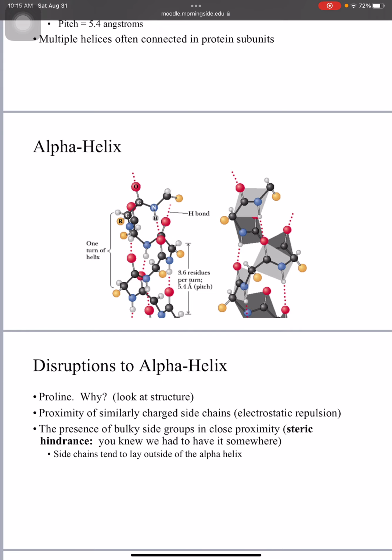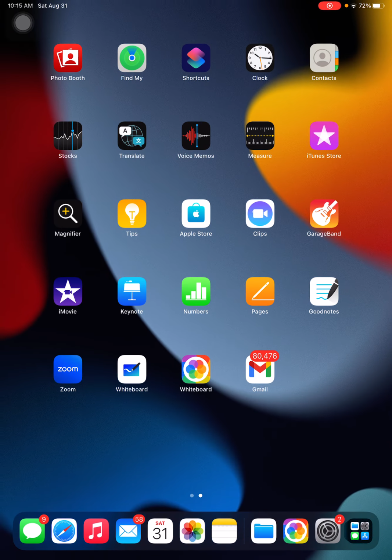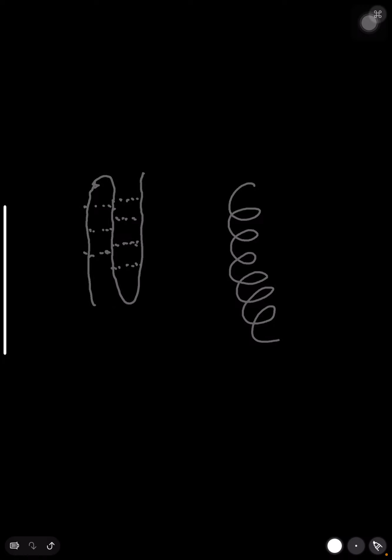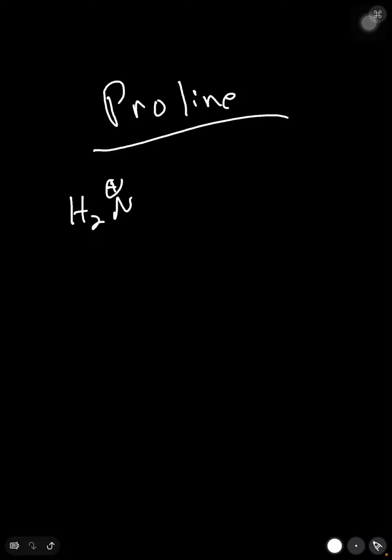Why? Well, let me put up the structure of the proline again. All right, remember proline was kind of the oddball of the 20 essential amino acids. It was the only one that had the side chain actually sort of loop back and bond intramolecularly.